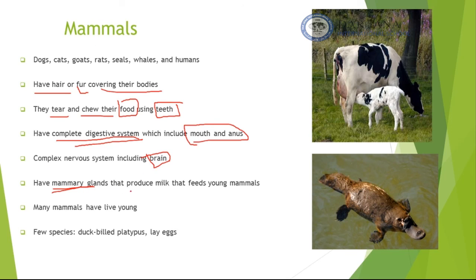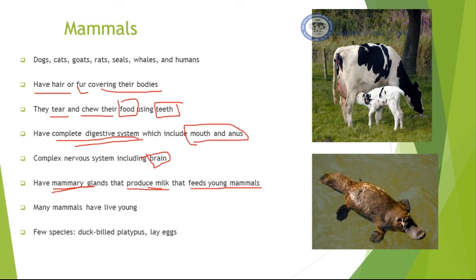What's the function of the mammary gland? It is needed for producing milk. The milk is used to feed young mammals. Now, many mammals, what do they do? Their young, they don't lay eggs. Okay, here, for example, the cow, it doesn't lay eggs. What do they do? They give birth. Okay. So they have live young.